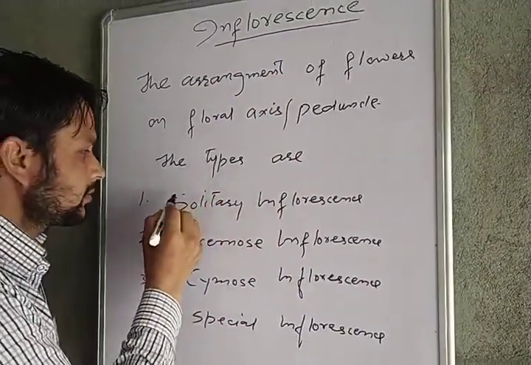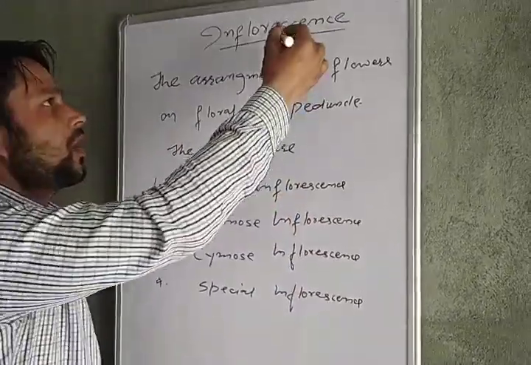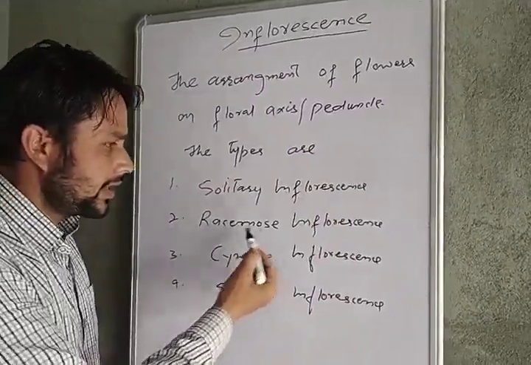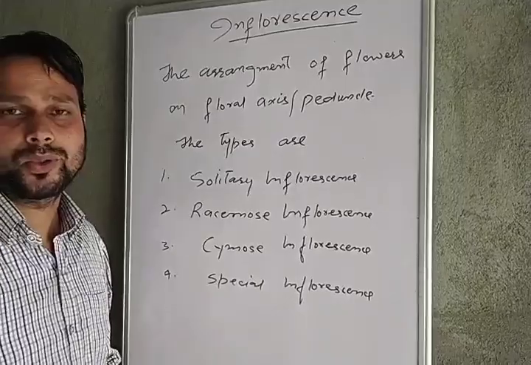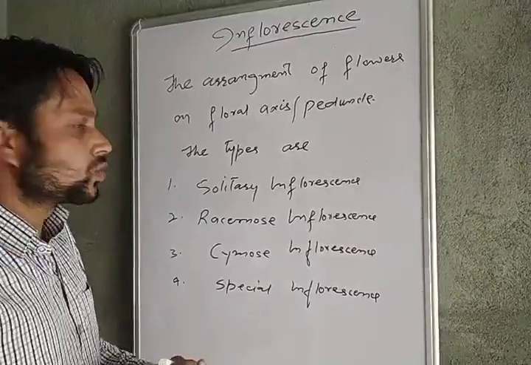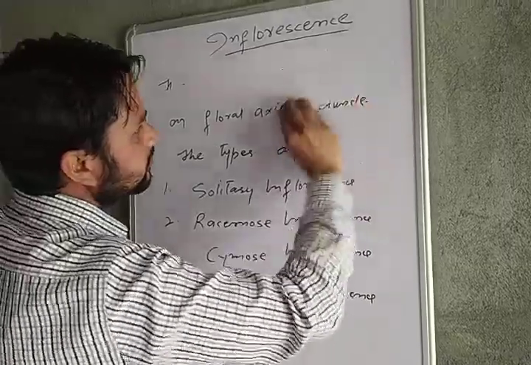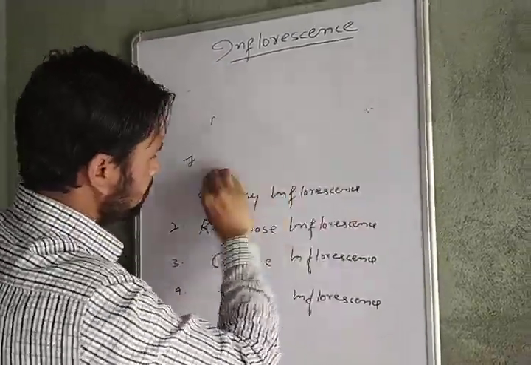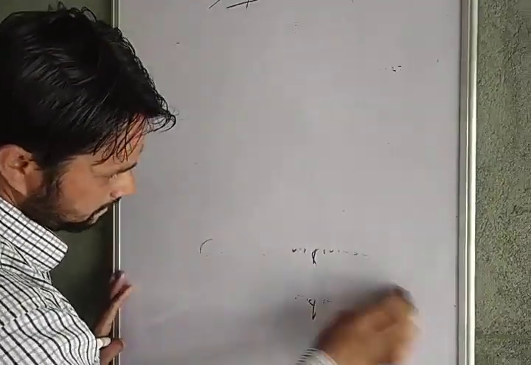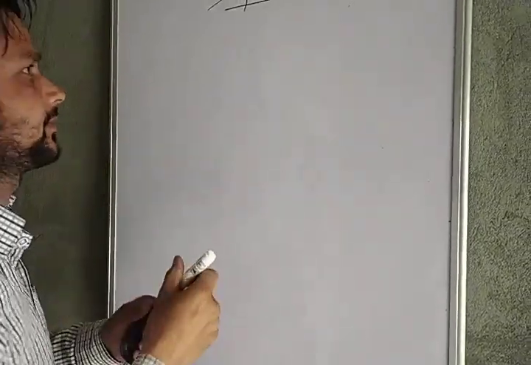That means these are different ways of attachment of flowers on the floral axis, like solitary, racemose, cymose, or special type of inflorescence. I am going to explain these one by one. So, first of all, we take solitary inflorescence. Now, what is the solitary type of inflorescence?